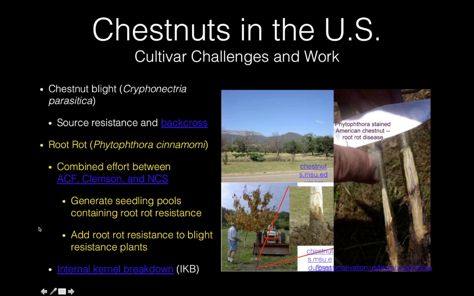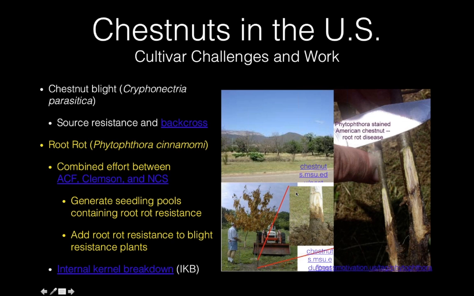Now, root rot. This is a disease that's been talked about secondary to chestnut blight, but in the southeast, and if you're planting in areas that could be sometimes saturated, it's equally important to consider. Much of the work is being done jointly by the American Chestnut Foundation, Clemson, and North Carolina State. They're generating pools of seedlings that are resistant to root rot and attempting to combine those traits with chestnut blight resistant accessions.